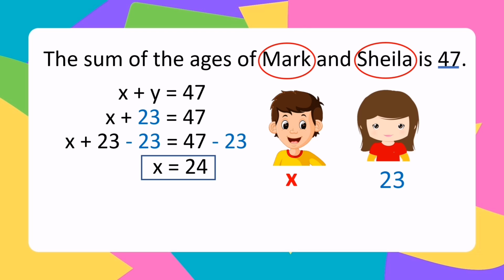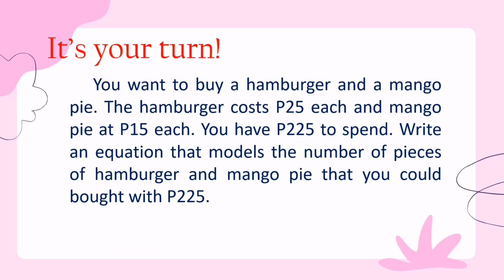Now let's check whether our answer is correct. It says from the given problem that if we add their ages together, it will give us a sum equal to 47. Do you think our answer is correct? Okay, let's see. 24 plus 23 is equal to 47. Okay, so our answer now is correct. And now, it's your turn to solve this problem.